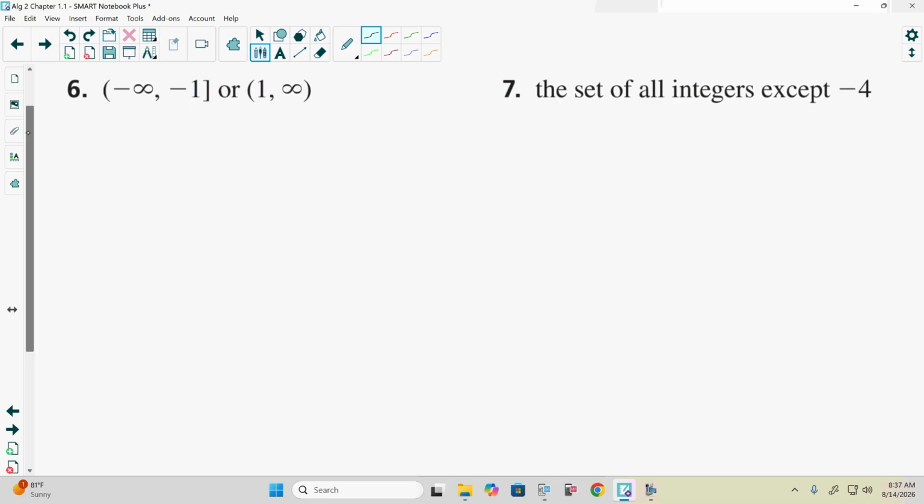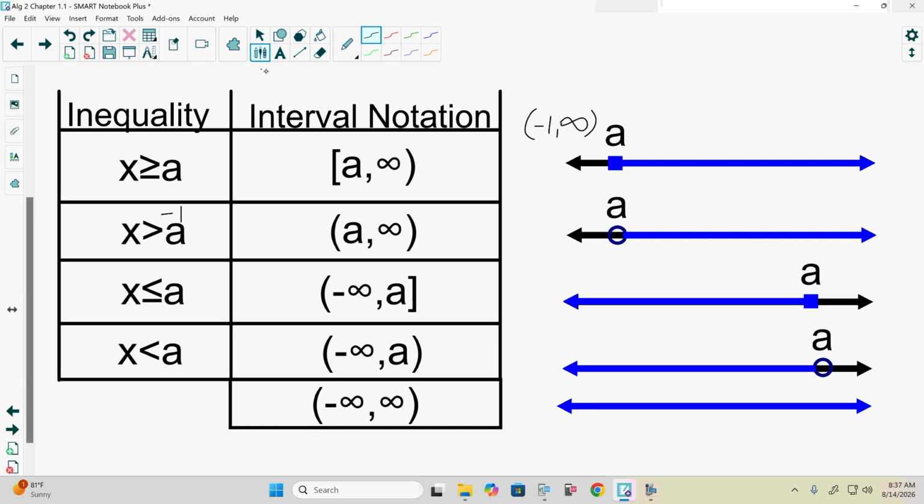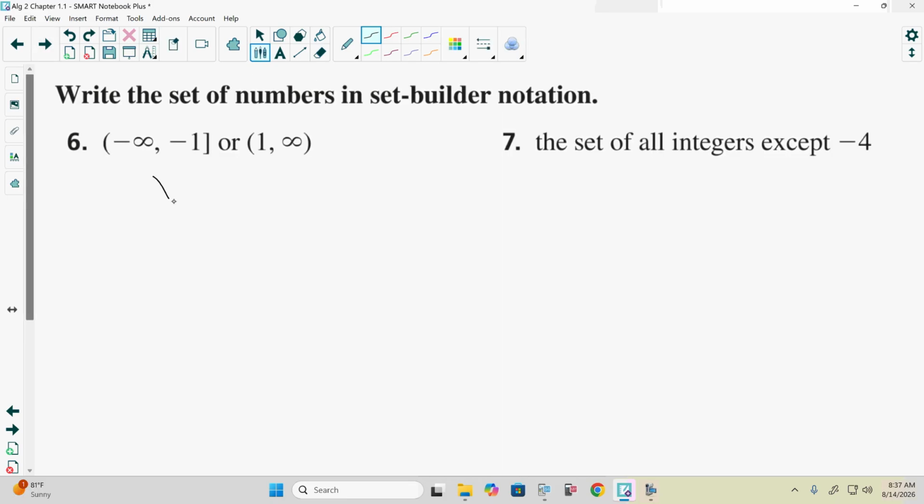Negative infinity, comma, -1. This again is our unbounded. But because we have that bracket, we're looking at our x's less than or equal to a, yes? And our a value is -1. For the other one, we're going from 1 to infinity.